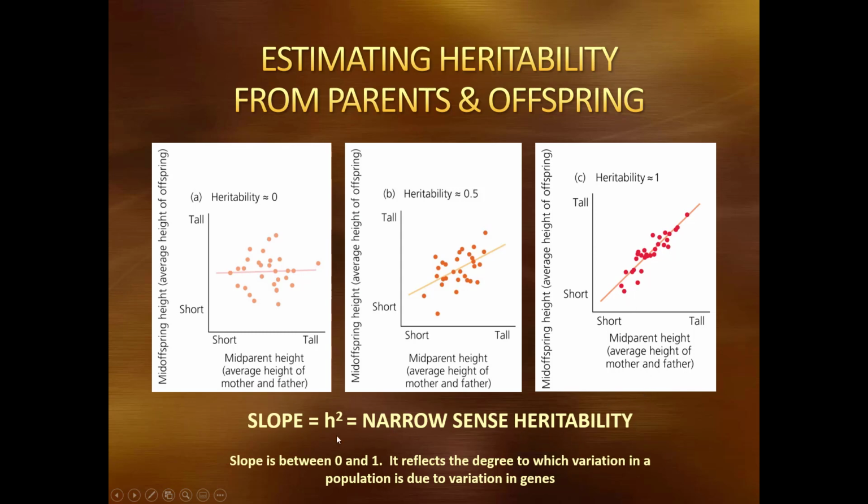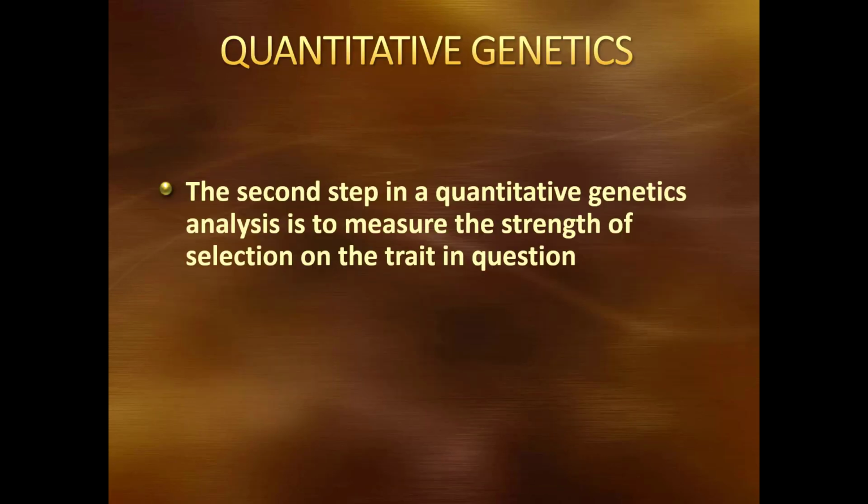Note, this is one type of heritability called narrow sense heritability. You'll read about some other ones in your book. This is the only one we're going to consider here, narrow sense, and it is the slope of this line. So it tells us essentially how much of the variation that we see in a population is due to these genetic differences.